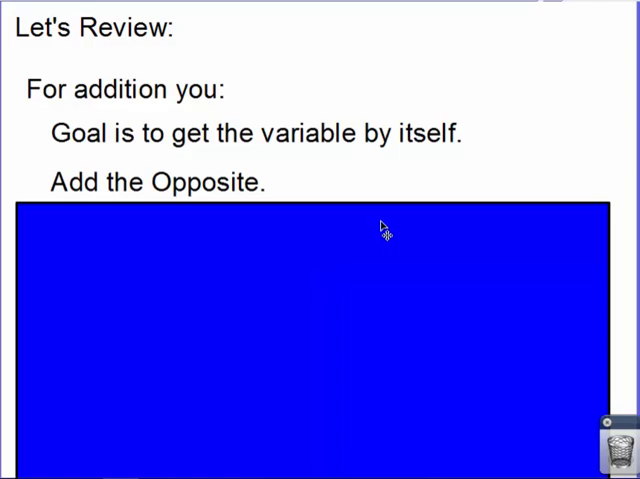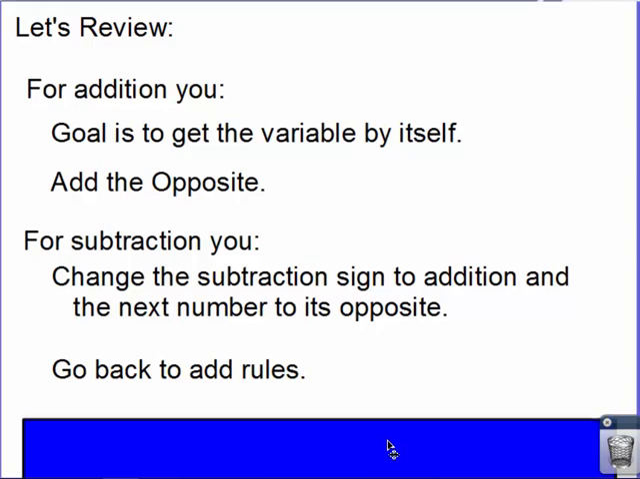I add the opposite. Well, what if it's subtraction? If it's subtraction, you change the subtraction sign to an addition sign, and the next number to its opposite, and then we go back to the add rules. So that's all we have to do. We add the opposite to get rid of anything.